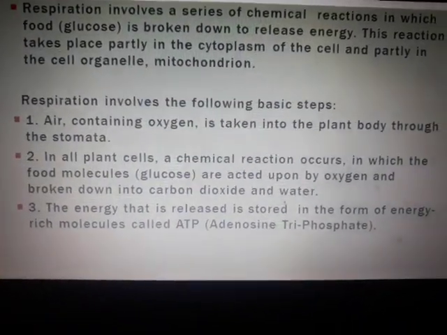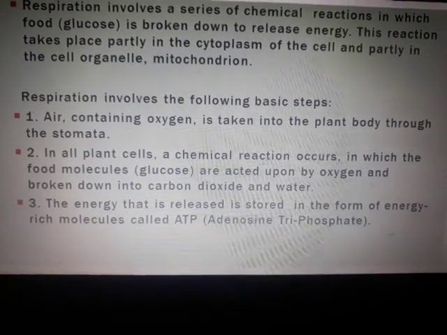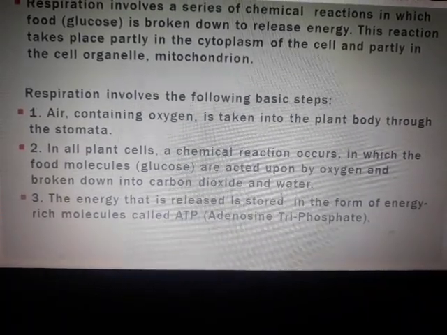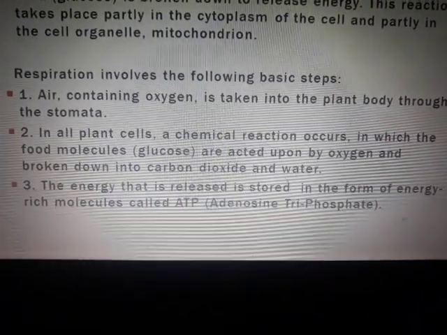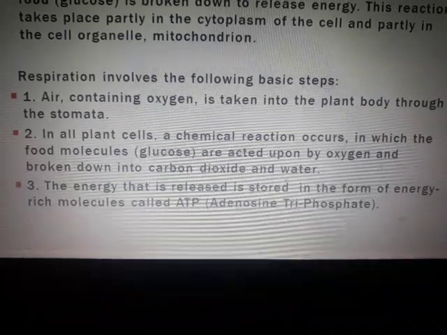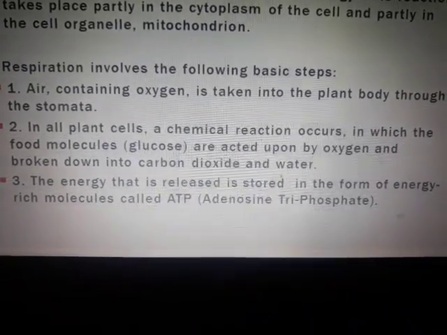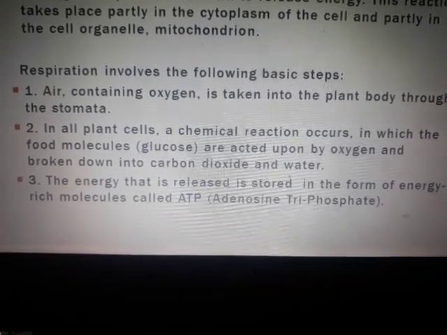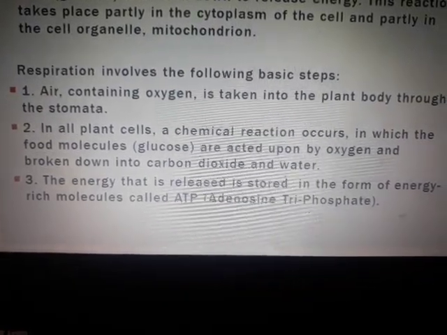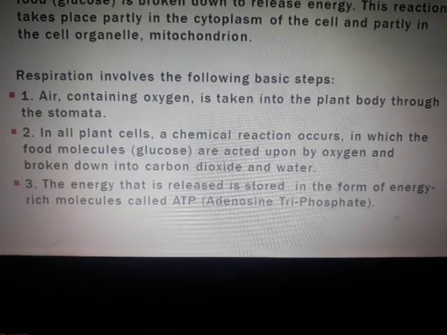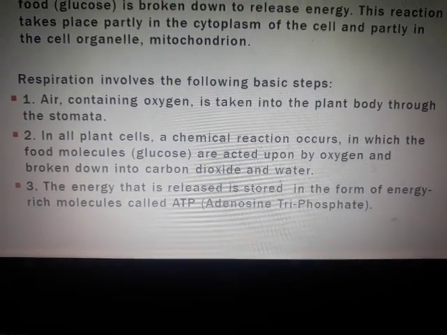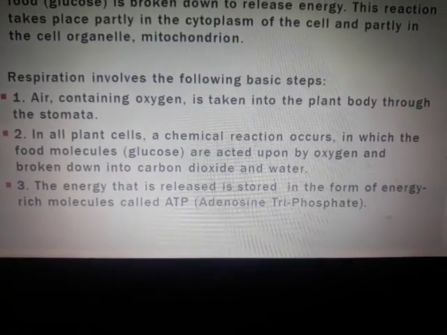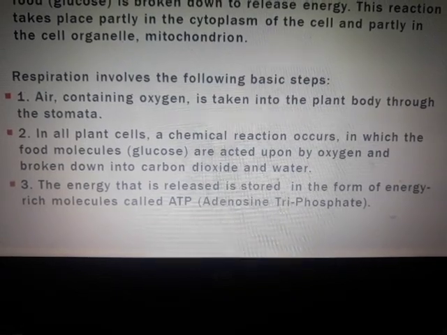Okay, so let us see the basic steps. Air containing oxygen is taken into the plant body through the stomata. Now that oxygen has entered through the stomata, in the plant cells a chemical reaction occurs in which the food molecules are acted upon by oxygen and broken down into carbon dioxide and water. This we are talking about respiration and not photosynthesis. Once oxygen is available and the food is there in the leaf, the food is going to get oxidized with the help of oxygen.